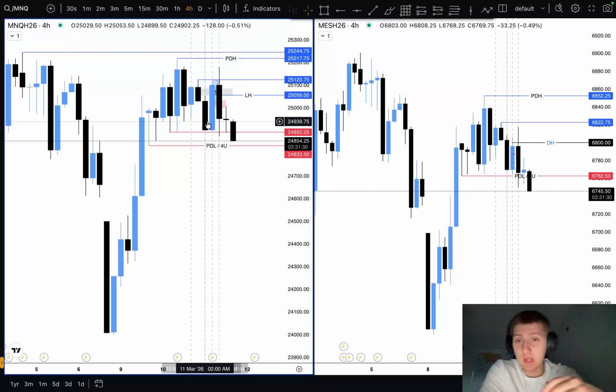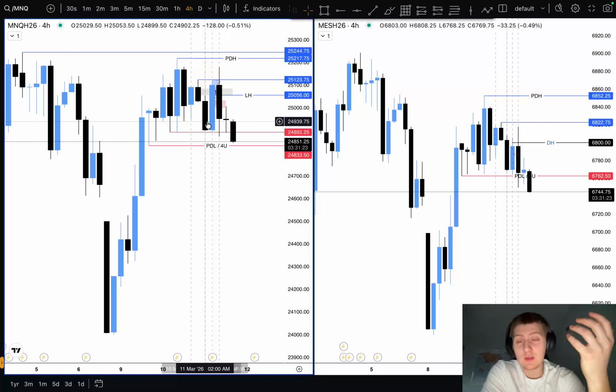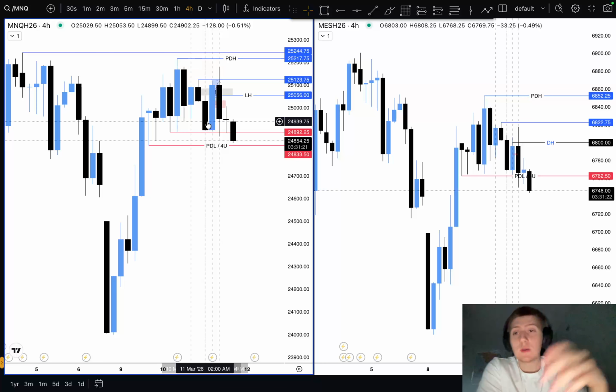And just from looking at this and identifying the draws on liquidity and seeing that we're in accumulation, right off the bat, what do we want to see? We want to see a manipulation for us to then get a reversal and to target the opposite side or opposite draws of liquidity.